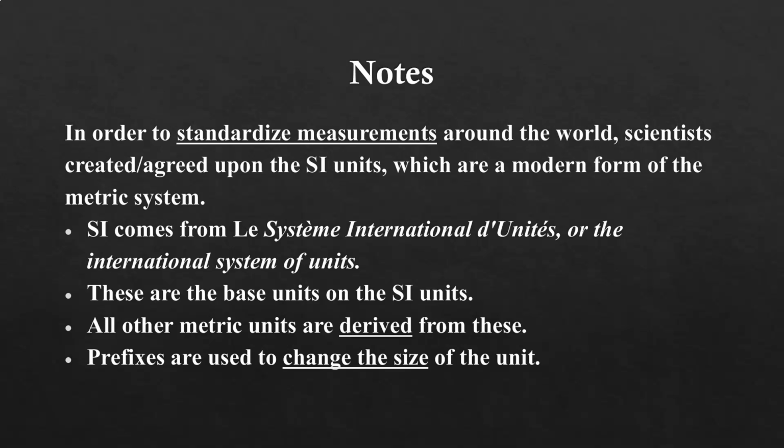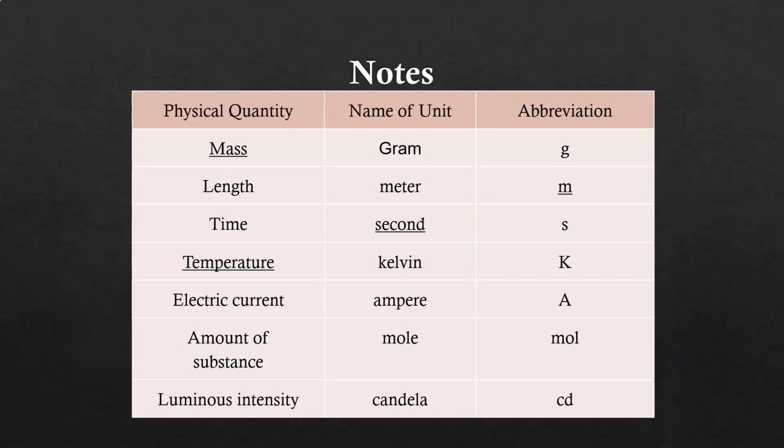These are the base units of the SI units, which is on the next slide or right below this section in your notes. All other metric units are derived from these. Prefixes are used to change the size of the unit. So we have them here and a few for you to fill in. You may notice that liters are not present here. Liters are technically derived from length, where you do length times width times height, which are all a measurement of length, to get a volume. So it's based off of that.